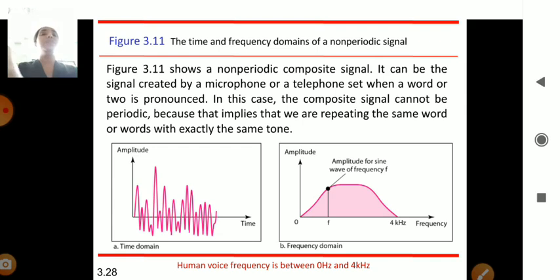So this is the end, and in the next session we will be learning about bandwidth. We will also learn about the different types of disturbances which will be there in the signals. That we will be learning in the next session.